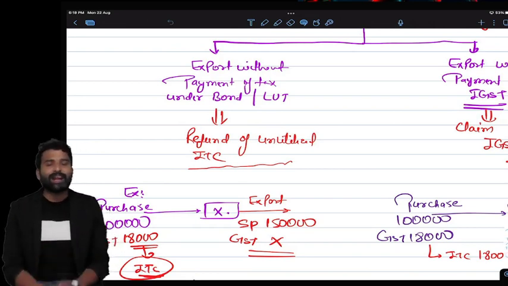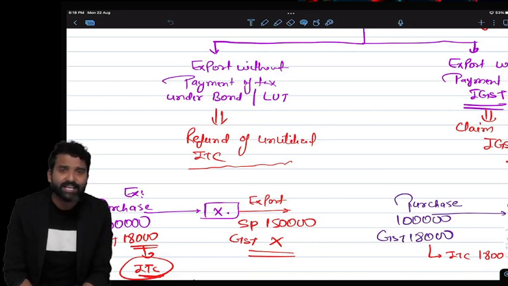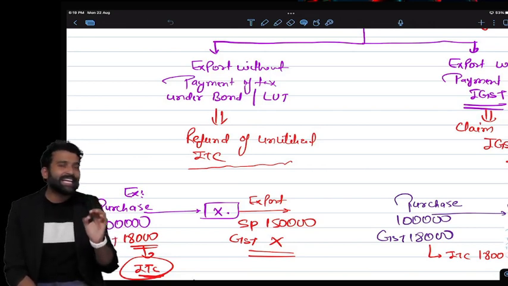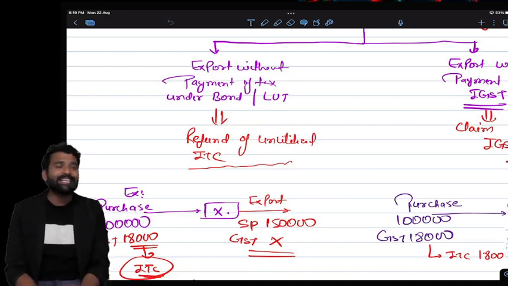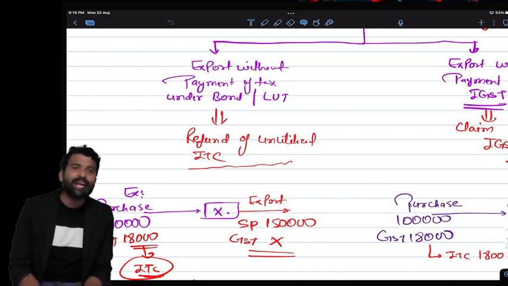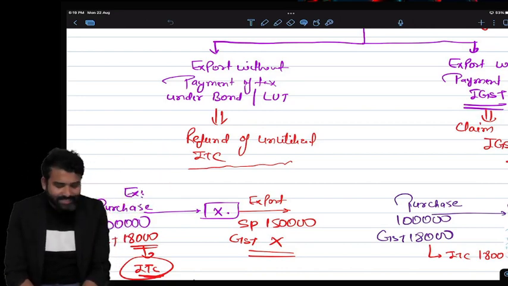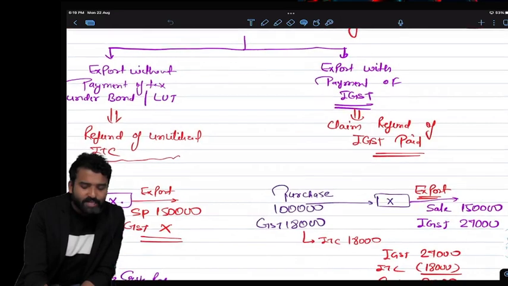Now the question arises: sir, what about the credit which is in my account? The ITC I had in my account, I can easily claim a refund of that amount. I can easily claim a refund of the unutilized balance of ITC when I am exporting under bond without payment of tax. Okay. Now what about export with payment of tax?